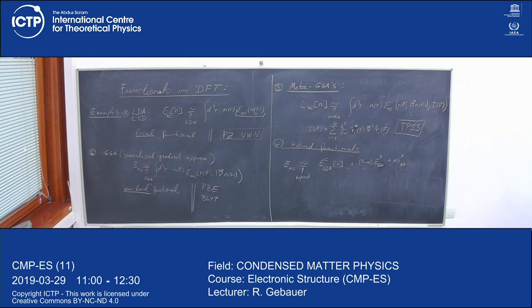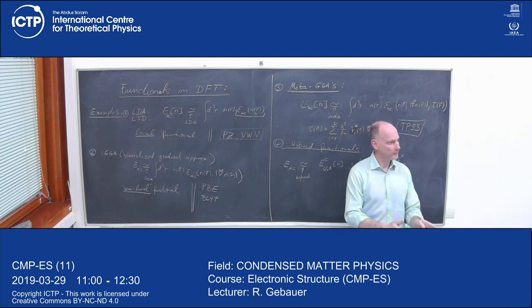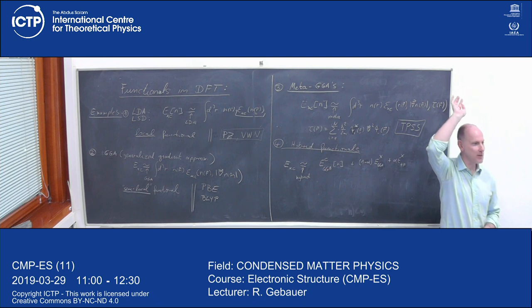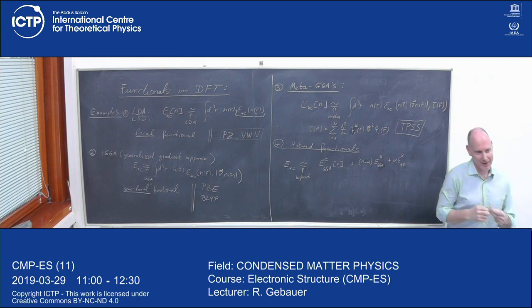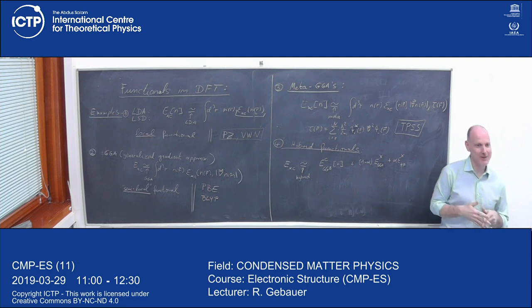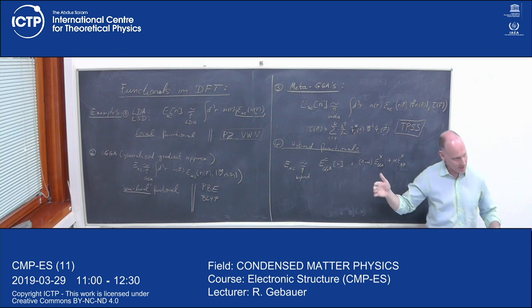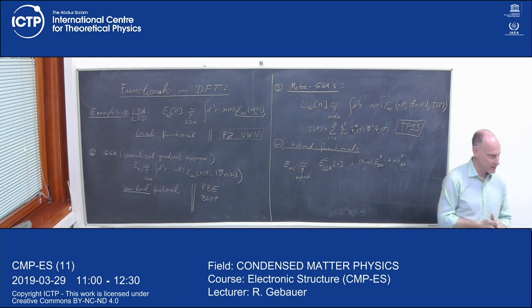So why is one doing this? One very hand-waving argument could be the following. We know by experience that if you do a GGA, the band gap is always too small. If you do Hartree-Fock, the band gap is always much too large. So if you mix some percentage of DFT and some percentage of Hartree-Fock, then we might get the right band gap. And in fact, it's not so wrong. You have one theory which gives you a wrong answer in one sense, the other theory the wrong answer in the other sense, and if you mix the two together, you get something which is better. So this is one way you can see it.